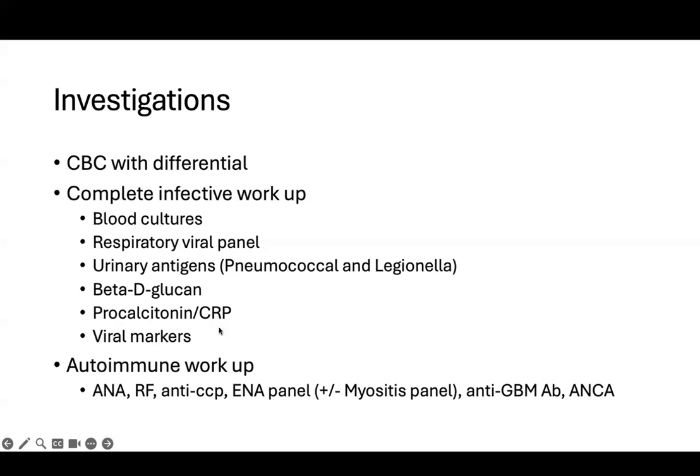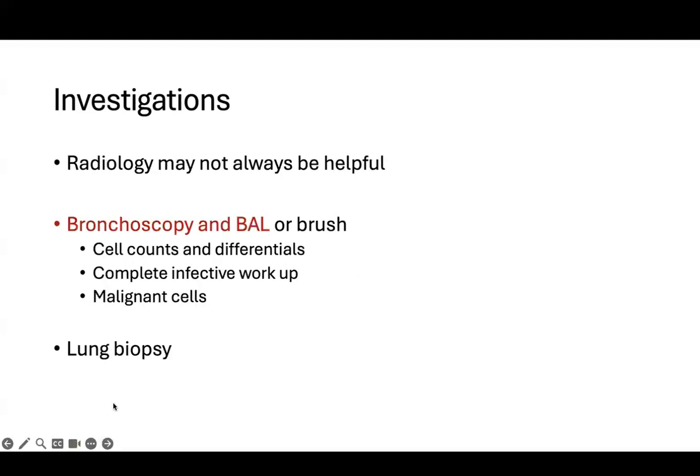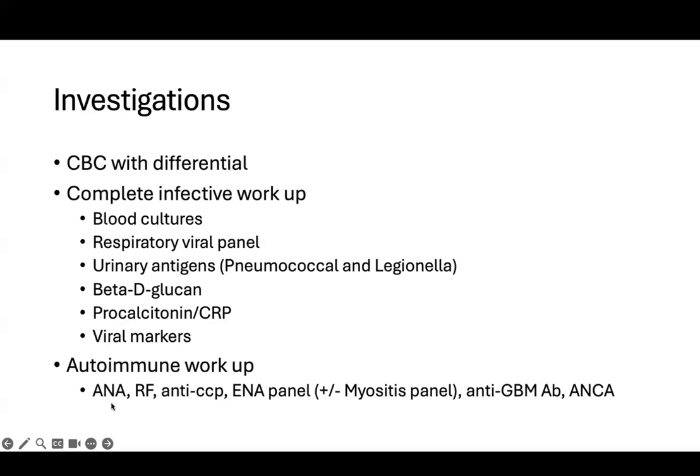You should also ideally look at the abdomen and look at the urine for alternate sources of sepsis, right? Then if they're not really fitting the timeline, if you think there's an alternate cause, or if you can't identify risk factors, then do a complete autoimmune workup, right? ANA, rheumatoid factor, anti-CCP, ENA panel, myositis panel, anti-GBM, ANCA. These are all very, very important. So you have ANCA-associated ILD, you have CTD ILDs with flares. All of these can mimic ARDS, and we'll come to this in brief a little later.